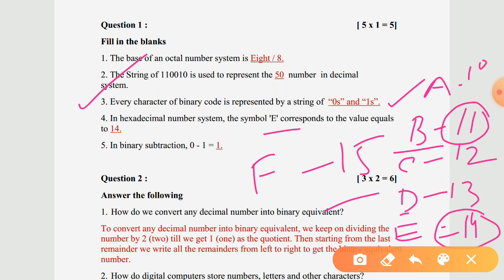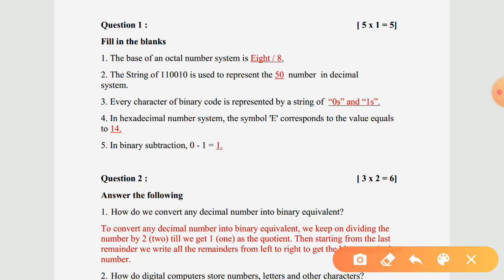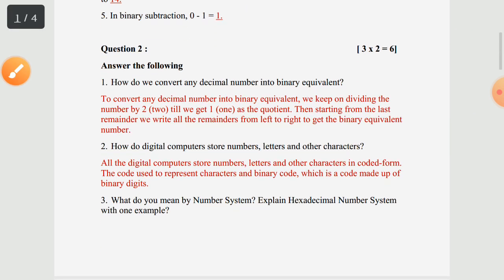See the fifth one, the last one. In binary subtraction, 0 minus 1 is what? It is 1. Now match your answers. The first one is 8, second one 50, third one zeros and ones, fourth one 14, and the fifth one is basically 1. So count your marks.